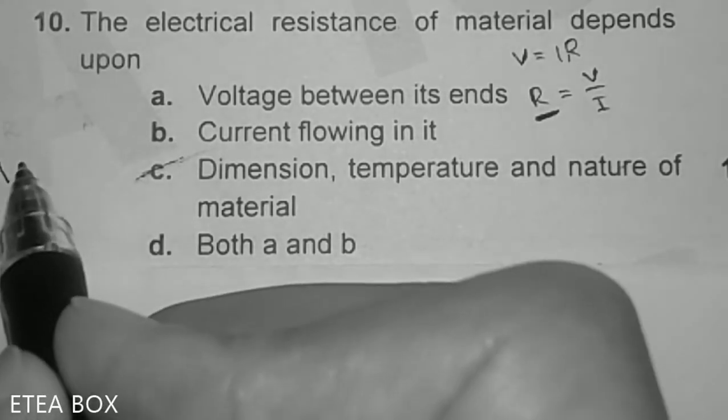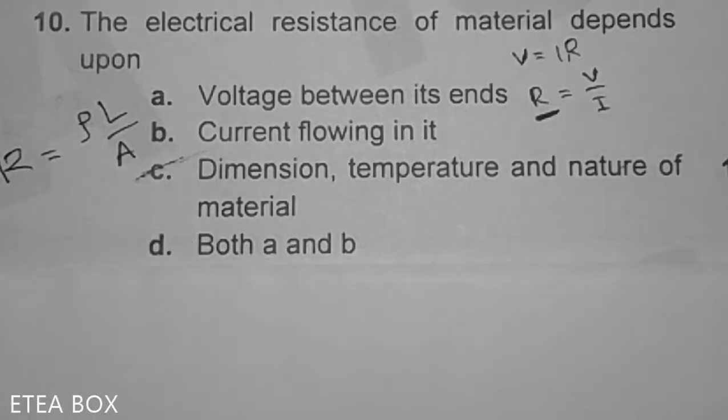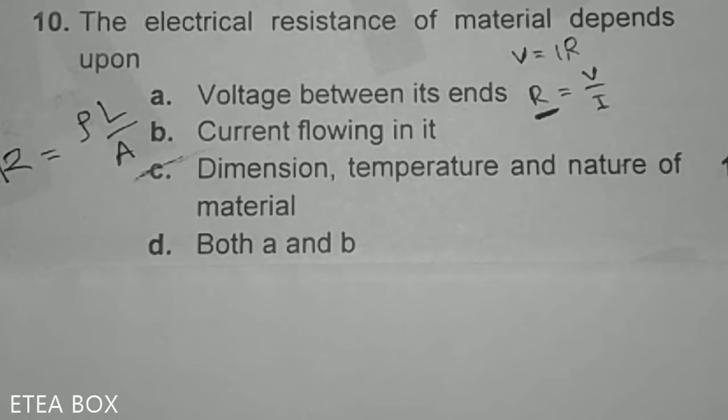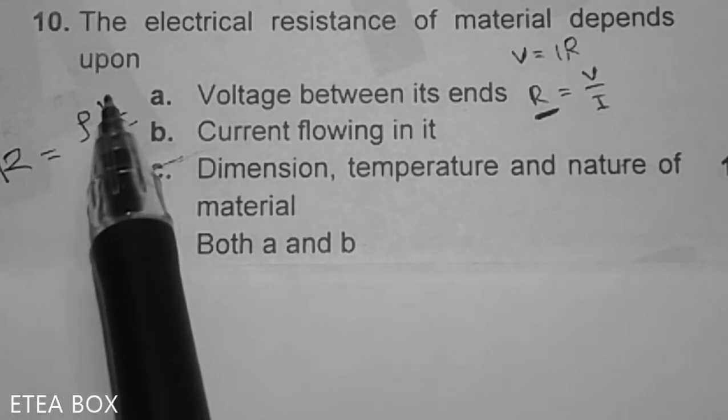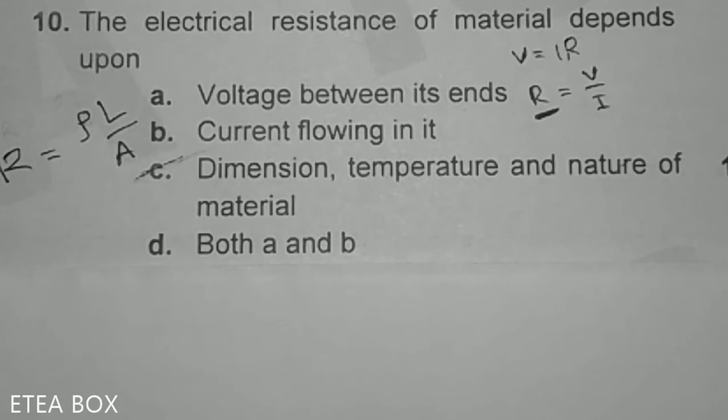The formula for the resistance is rho L divided by A, okay? Resistivity, length divided by area. So in this case it depends upon the dimension, the nature of the material, and resistance also depends upon the temperature, okay? So option C is correct here.